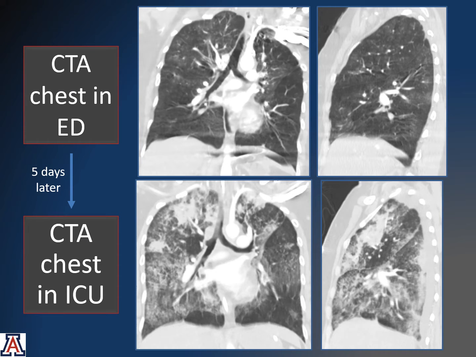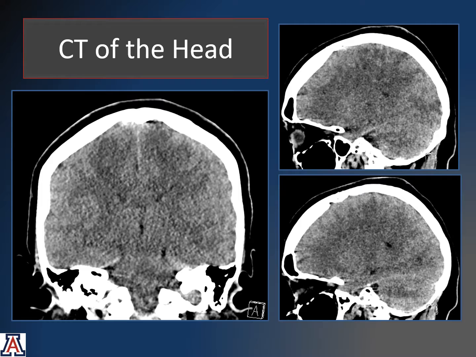Here is some cross-sectional imaging of the chest, first performed in the ED and subsequently 5 days later in the ICU. As you can see, CTA of the chest in the ED revealed multifocal, patchy, ground glass opacities primarily in the bilateral upper lung fields, without pulmonary embolus. 5 days later in the ICU, repeat CTA demonstrated significant interval progression of nonspecific multifocal airspace disease.